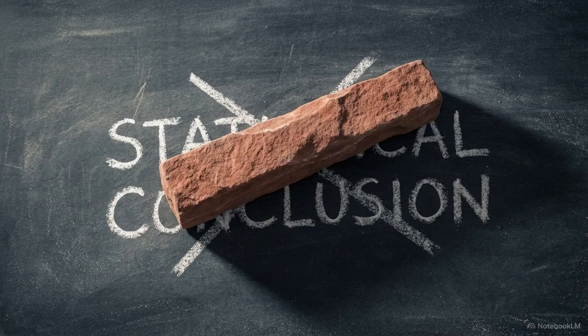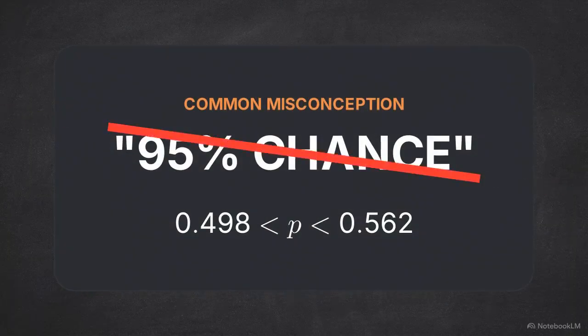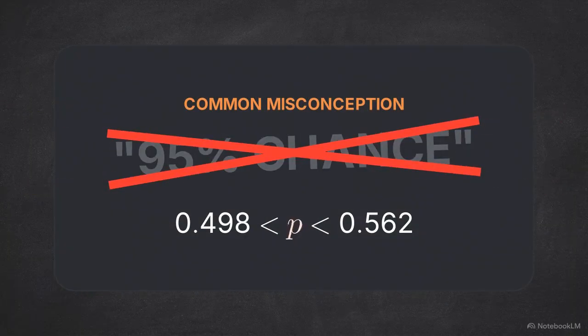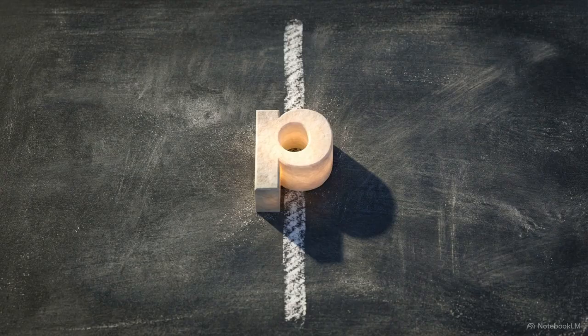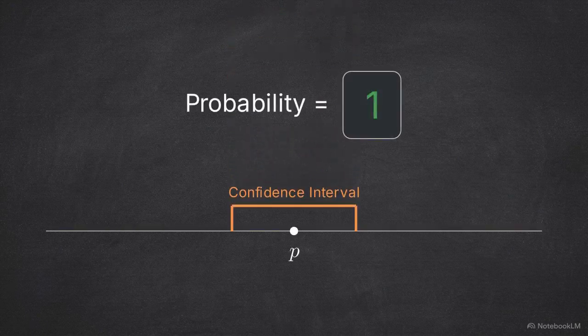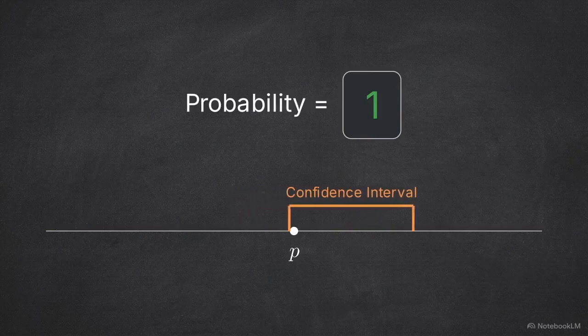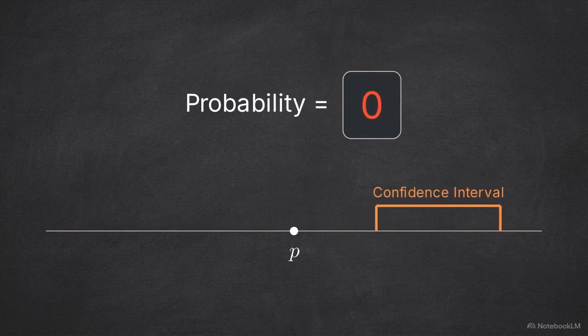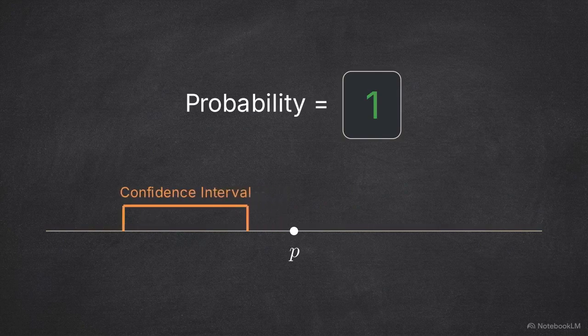There is a common trap in how we verbalize these results. It is incorrect to say there is a 95% chance that the true proportion falls between these numbers. The true population parameter is a static, unchanging fact. Once our specific interval is calculated, it either successfully captured that number or it did not. The probability for that specific interval is either 1 or 0.